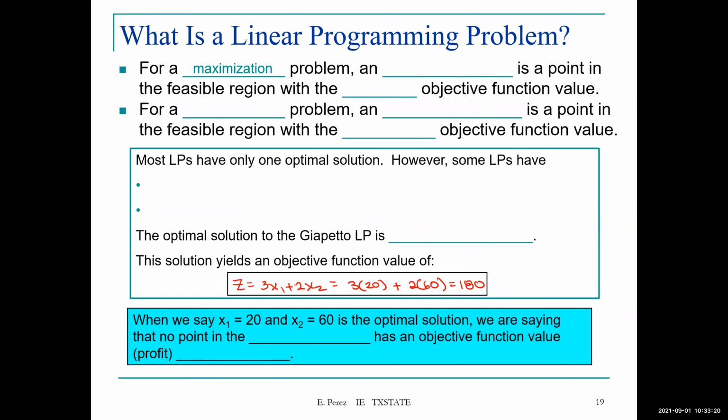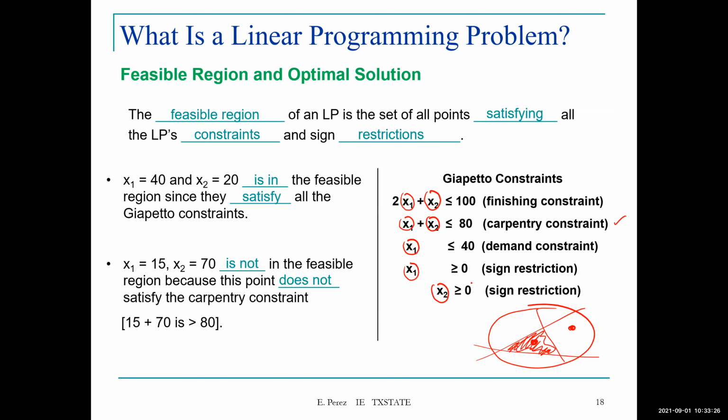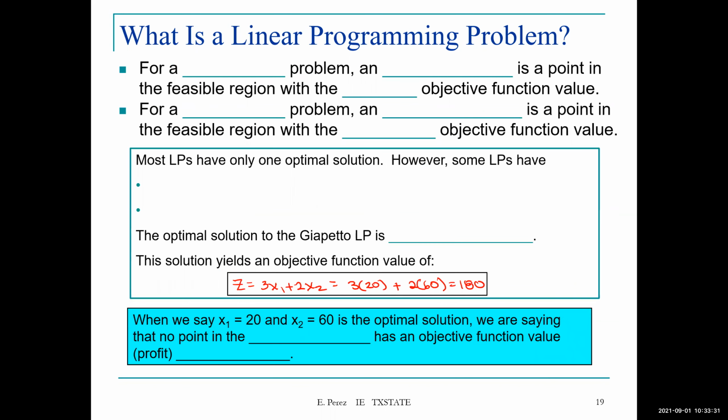3 times 40 is 120. 2 times 20 is 40. So it's 160. So that solution, even though it satisfies the equations, is not gonna give you profit equal to 180. It's gonna give you 160. So what we are gonna learn is, out of this space, how do you find that point that is gonna give you the best solution or the best profit in this case?